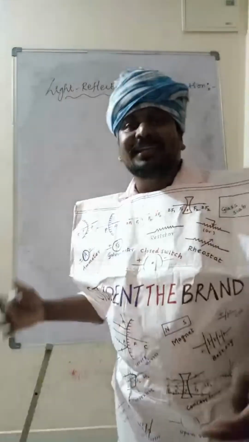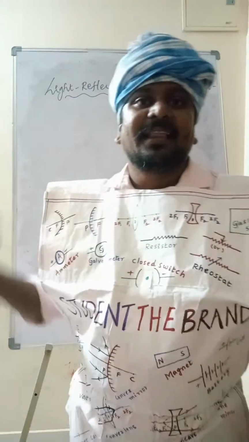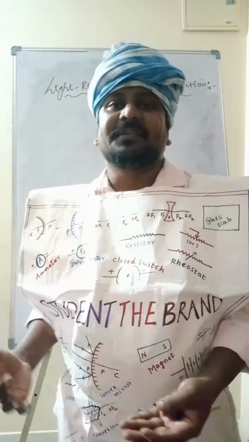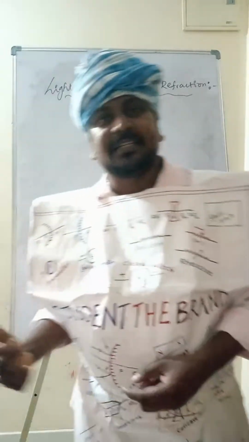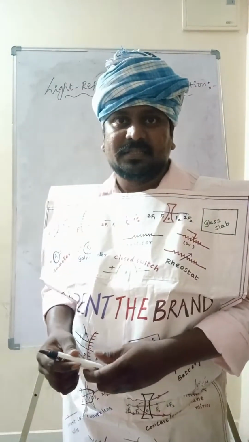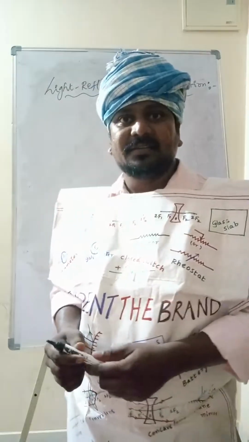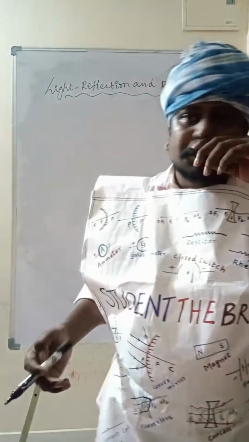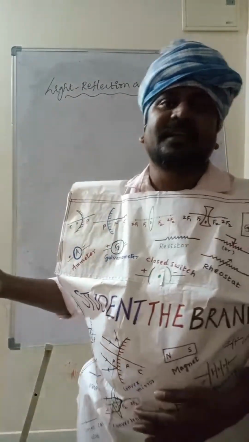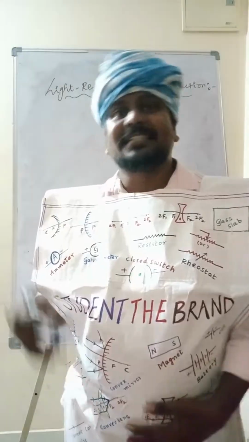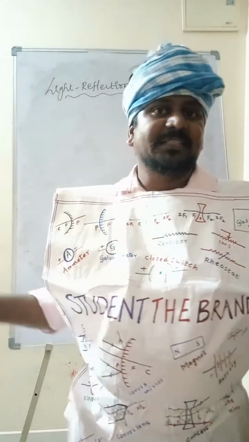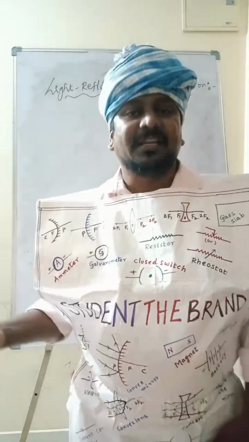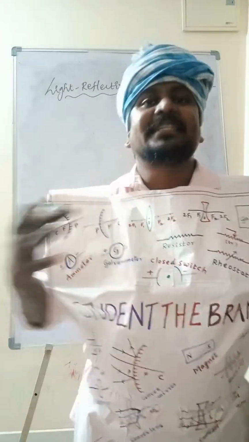So light is a form of energy which gives the sensation of sight. Clear? Correct? Yes. So normally sound, if you can see, sound is a form of energy which gives sensation of hearing. There it will be sound. Here we are talking completely about light. Light is a form of energy which gives the sensation of sight.